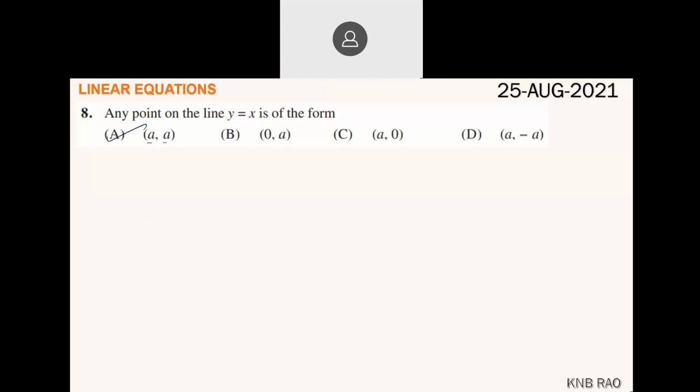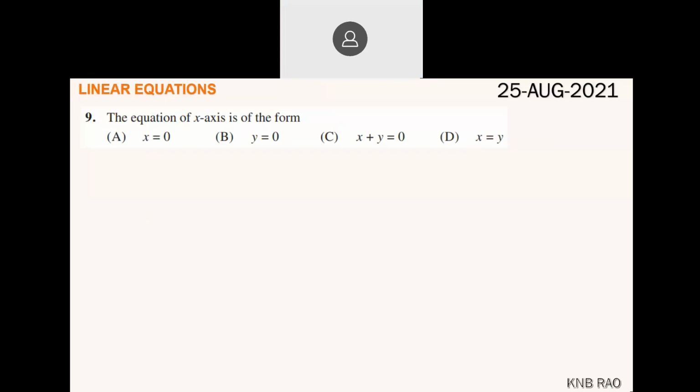Question number 9. Option B, very good. The equation of the x-axis is y equal to 0, so option B. Perfect. Good. Go ahead. Question number 10.